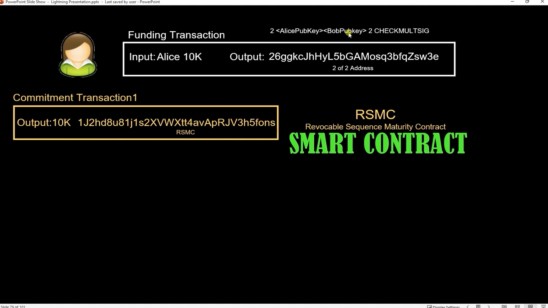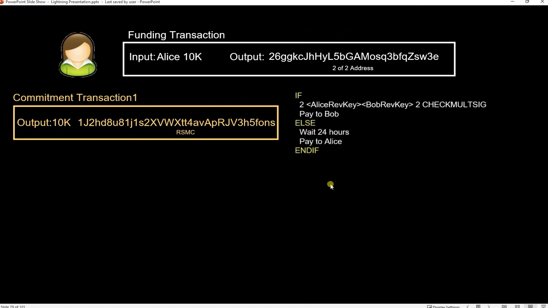So you saw previously a multisig look like this: 2, 2, check multisig. Well, now let's take a look at the smart contract. It basically is an if-else statement. You have two conditions. One, if, and we have the same thing, 2 of 2 multisig, but instead of Alice's pub key and Bob's pub key, we have Alice's revocation key and Bob's revocation key.